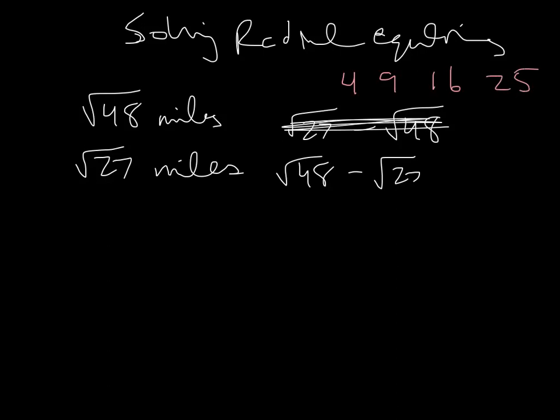Why are those key numbers? I'll tell you why. What's the square root of 4? 2. What's the square root of 9? 3. What's the square root of 16? 4. What's the square root of 25? 5. All of these, when you get the square root of them, turn into a real number. There's no decimal, no fraction, none of that. It's a straight up number.